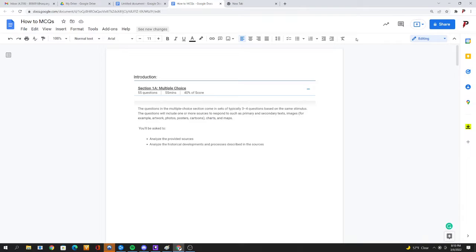So, to begin with, what is a multiple choice question on the AP test? Well, the AP Classroom Guide provides this as a description. The questions in the multiple choice section come in sets of typically 3 to 4 questions based on the same stimulus. The questions will include one or more sources to respond to, such as a primary and secondary text, image, for example, artwork, photos, posters, cartoons, charts, maps, etc. And the main purpose of these multiple choice questions is to test your ability to analyze provided resources and analyze historical developments and processes described in the sources.